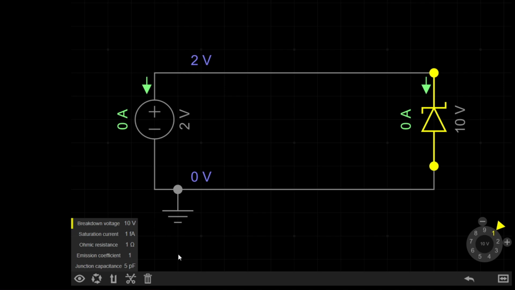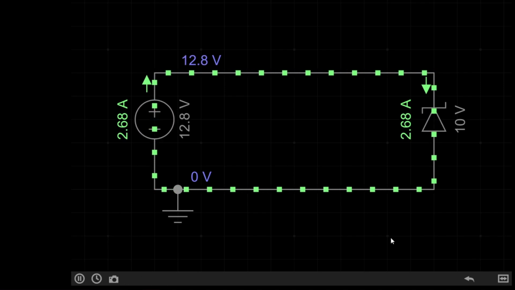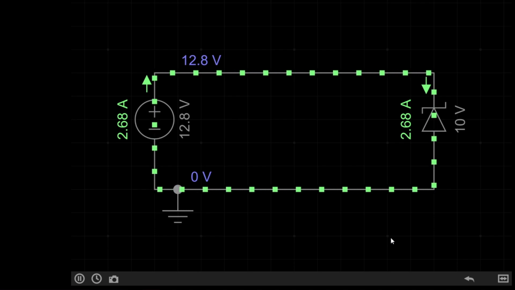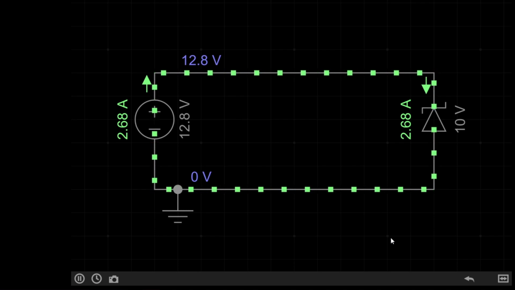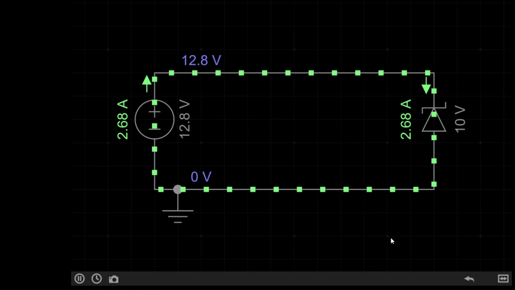Let's see what happens when I increase the voltage past the 10 volt Zener breakdown threshold. As you can see, the Zener diode begins to allow current to flow. Now, you might be wondering, why is this useful? So let's go over a few common uses for Zener diodes.